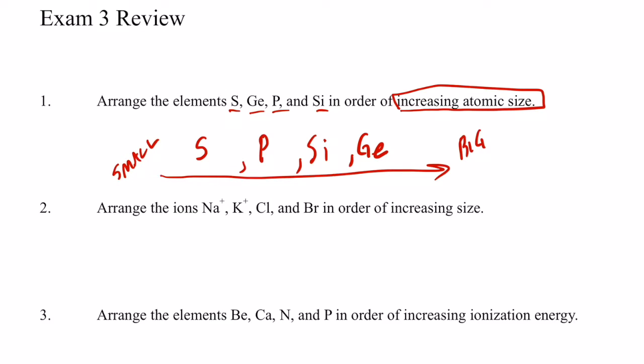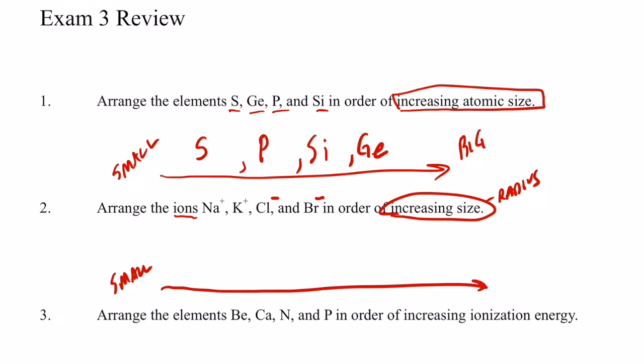All right, on this review I want to change something for number 2. It says arrange the ions Na+, K+, Cl negative, and Br negative, and I want you to put those in order of increasing size. Once again, this will be their radius, not their mass. So we're going to start with small radius again, and we're going to go to big radius. So let's find those on the periodic table.